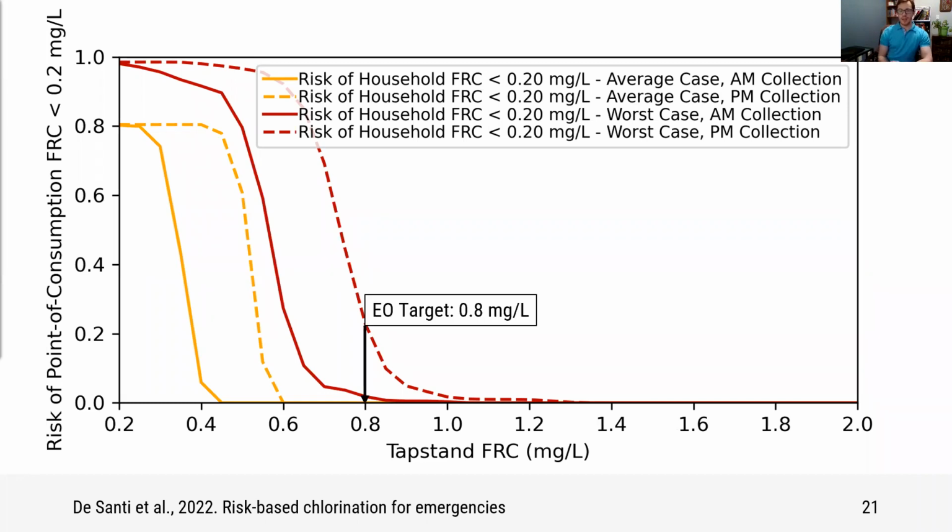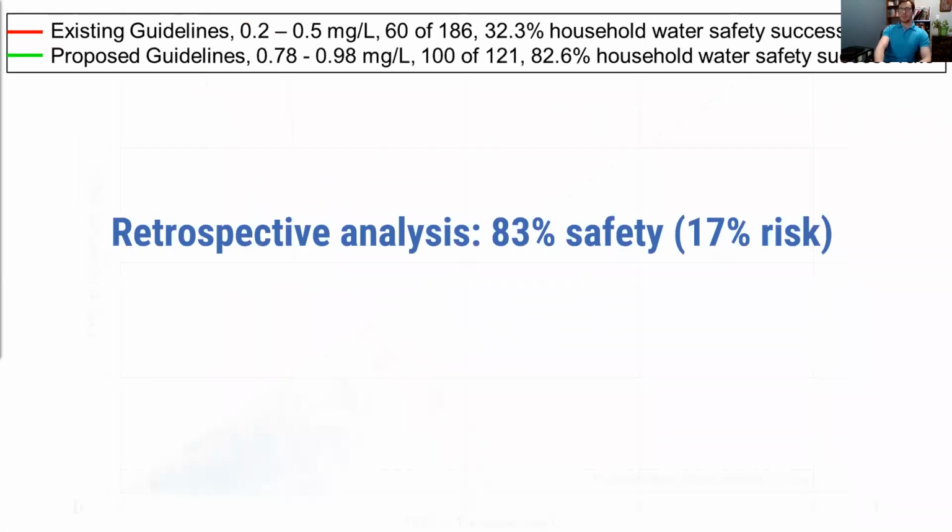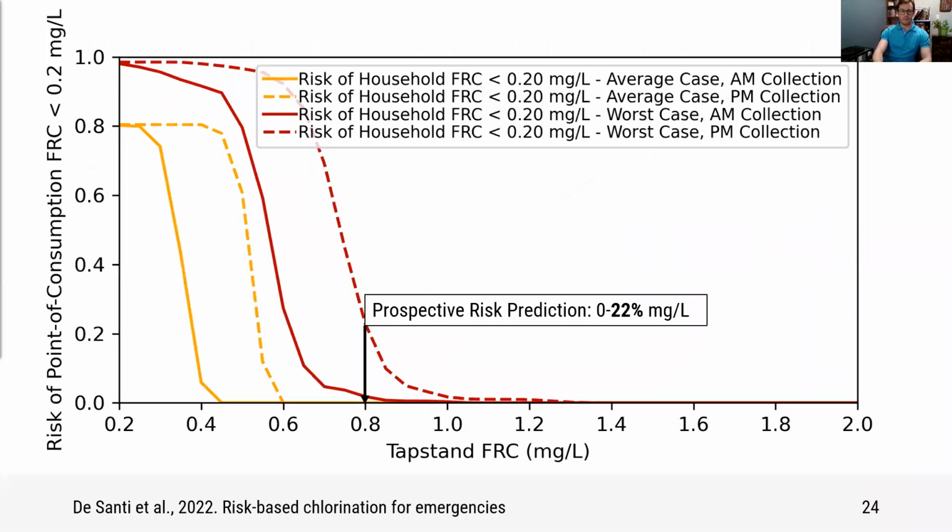So let's look at that EO target again in the context of these risk figures. So here's that 0.8 milligrams per liter of FRC at the tap stand that we had previously. And we see that across our 4 scenarios, the risk ranges from 0 to 22%, with the highest risk being for the worst case scenario with PM collection. And at this upper range, this is very similar to what we saw with the EO backcheck risk of 17%.